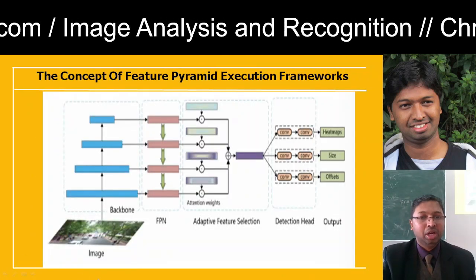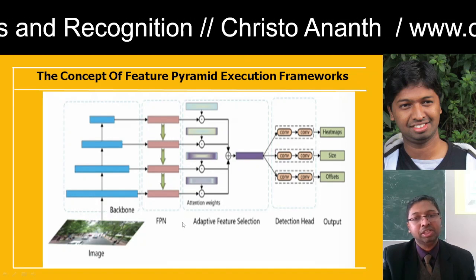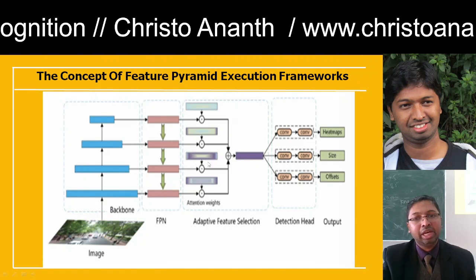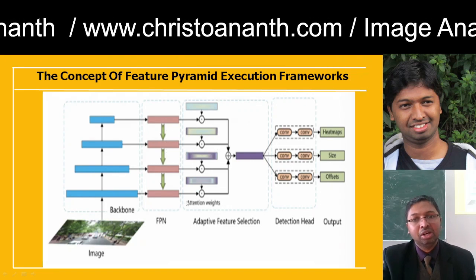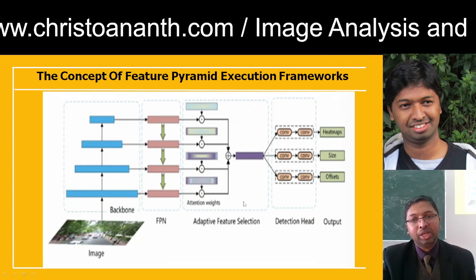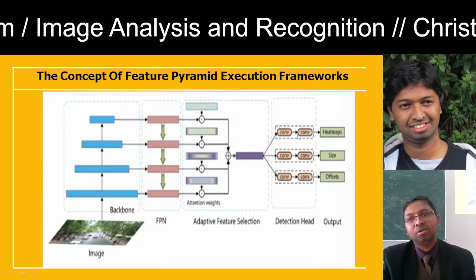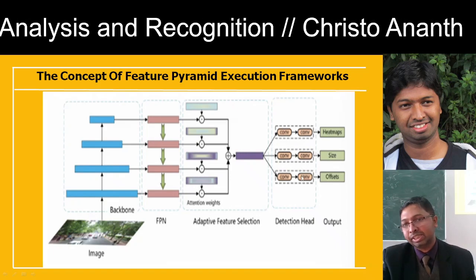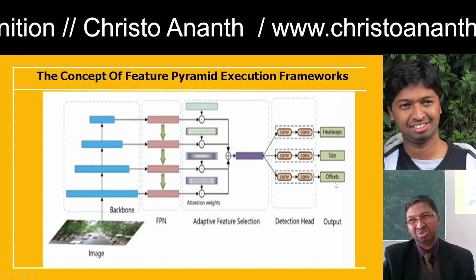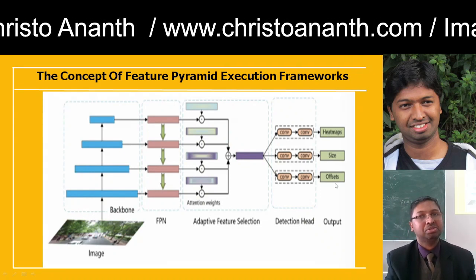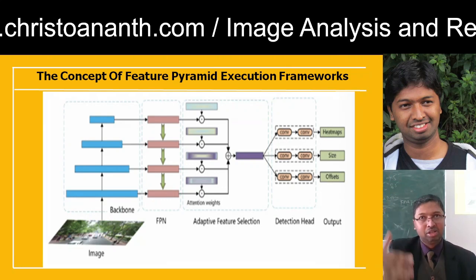The image goes to the backbone, and of course to the feature pyramid network. Here we will have weighting factors or biases that are associated. We have the attention weights, and here we will go with adaptive feature selection. Then it goes through several convolutions, detection heads, and finally to the heat map size, and then the offset to produce the output. So this is the feature pyramid execution framework. It's a top-down approach.